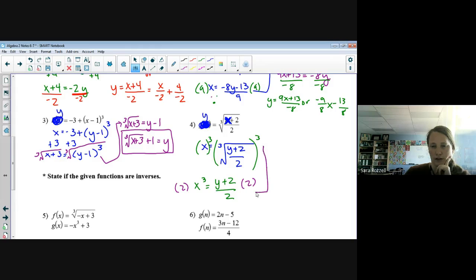So draw my arrow again. Sorry, this is a sloppy mess. So 2x cubed equals y plus 2. So I did the 2 over here, and that cancels. Is the y almost alone? What's the only thing left to do to get the y all the way by itself? Subtract the 2. So 2x cubed minus 2 is equal to y, and we're done.